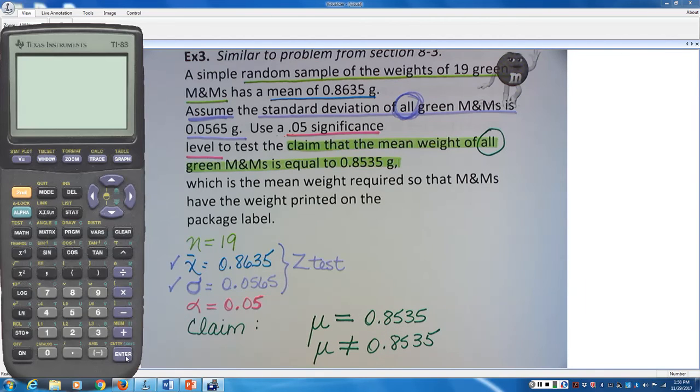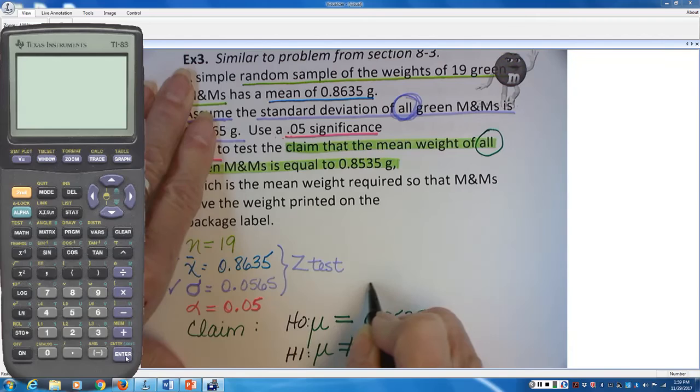Which one's H0, which one's H1? Okay, top is equal, so that's H0. Bottom is not equal, so that's H1. This is going to tell us the center of the curve. This is how we're going to perform the test and decide what tail the test statistic is in.